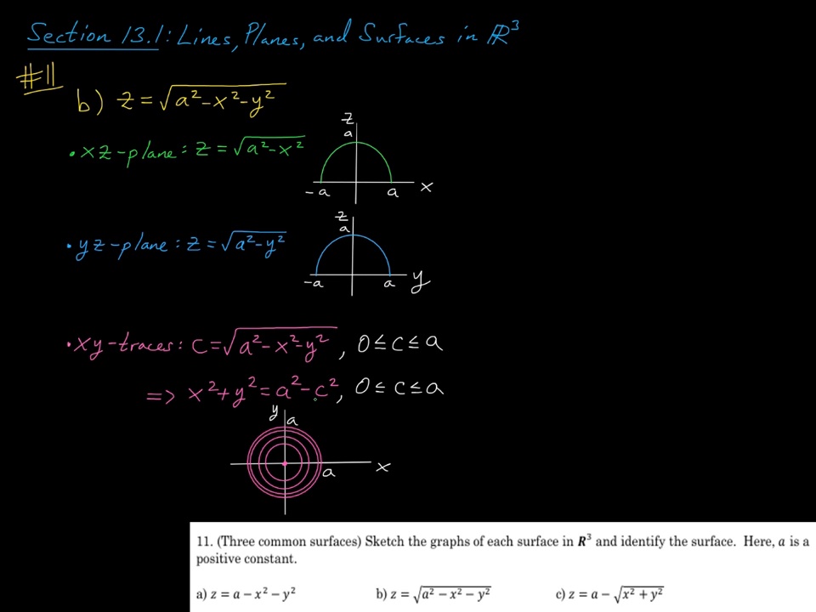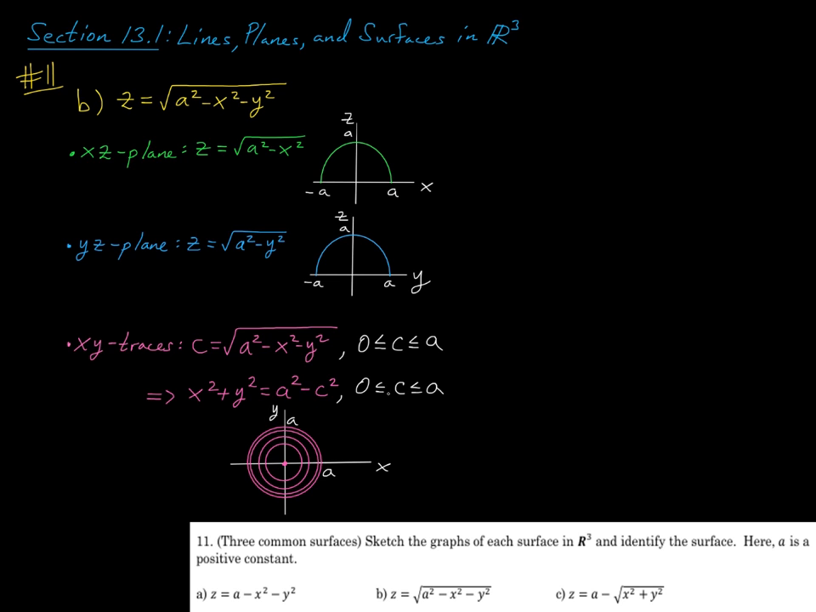Right, now notice here that if c is equal to 0, I get the equation x squared plus y squared is equal to a squared. Well, that's the circle of radius a centered at the origin, so that's this outer circle here. Okay, now if c is equal to a, then this right-hand side is 0, and so x squared plus y squared is equal to 0. That implies that both x and y are 0, so I'm at the origin. I just get this single point here, okay?